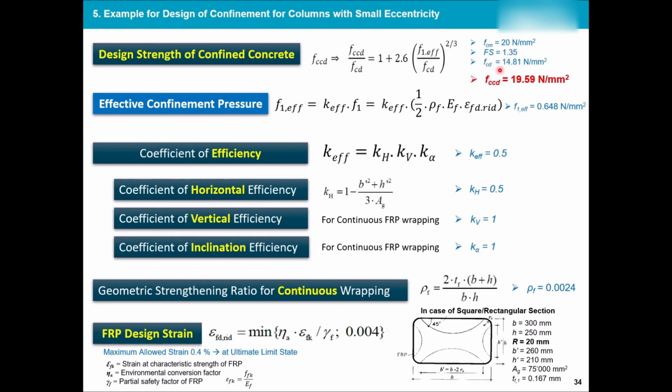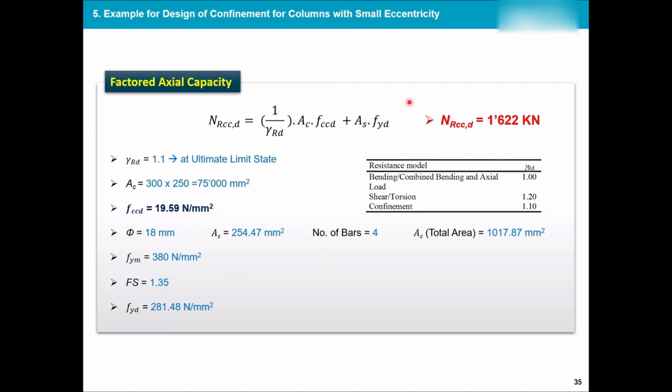f_cd I have already calculated in previous slides. It was just f_ck or f_cm, the mean or the characteristic, divided by a factor of safety. I have a factor of safety given separately to me, so I just divided them and I got the f_cd. f_l,eff we just calculated, so everything is done. I just figured out f_ccd. Now I put it back in the formulation of N confined concrete resistance for the actual. I have the area of the concrete, the area of steel, and the yield design of my steel. The only thing which was left was f_ccd, which I just calculated. I put it in, I get a new resistance.